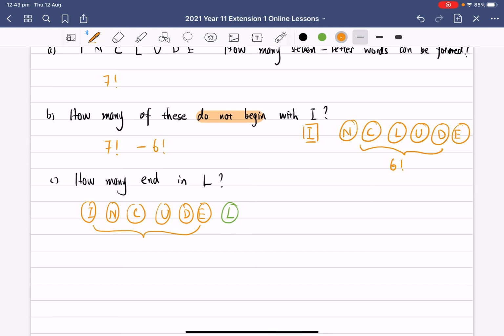What we can do is use the complementary way as well. How many end in L, we can actually find out by how many end not in L, and then we use the total minus that. So there are so many ways you can do it. You can do this question by finding how many are not ending with L, and then use the total minus that, and that's how many are ending with L. So this is actually 6 factorial.